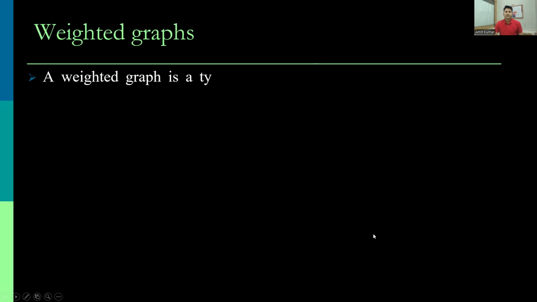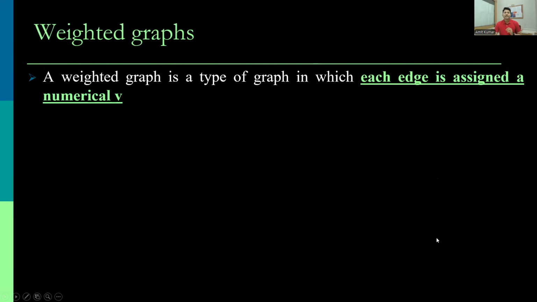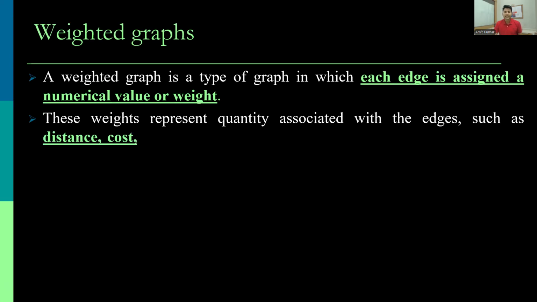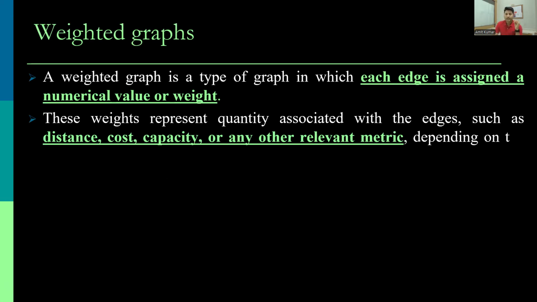A weighted graph is a type of graph in which each edge of the graph is assigned some numerical weight. When I say numerical weights or numerical value, it means these weights can be considered as the quantity associated with an edge. It may be distance, it may be cost, it may be capacity, or it may be any other relevant metric depending on the context of the problem.